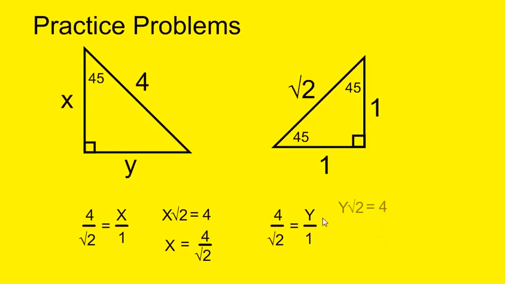So when I cross multiply, I get y times the square root of 2, which equals 4. And then when I divide by the square root of 2 on both sides, I get that same answer, 4 divided by the square root of 2. So this is how you do problems that involve 45, 45, 90 triangles.